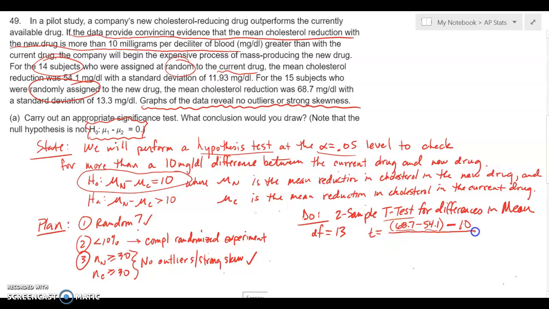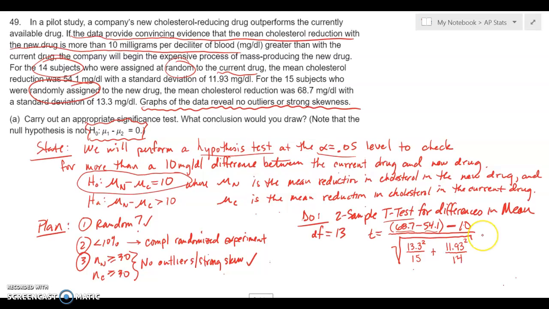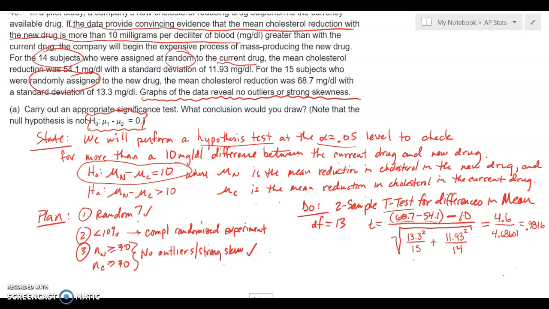Our denominator then is the standard error of this sampling distribution. So that's going to look like this. We've got the square root of the sample standard deviation squared of the new drug, divided by however many there were for the new drug. So we had 15 subjects assigned to the new drug, and we'll do the same for the current drug. So we've got that inserted here, and then plug this stuff into your calculator very carefully. And when you simplify, you should get something that looks like this. So there is our t statistic.